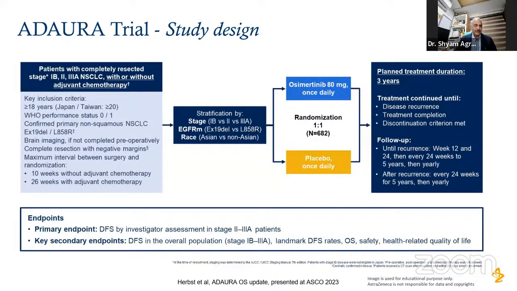The primary endpoint was DFS by investigator assessment in stage 2 and 3A patients. Key secondary endpoints were DFS in the overall population, stage 1B to 3A, and landmark DFS rate, OS, safety, and health-related quality of life. This was the study design.